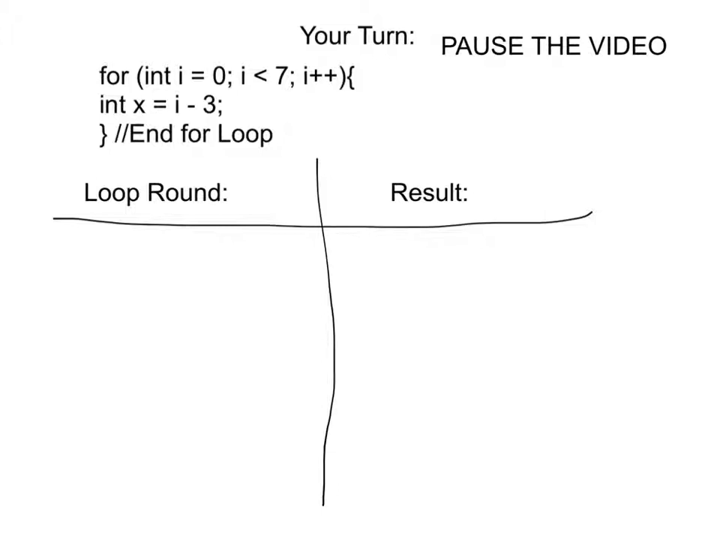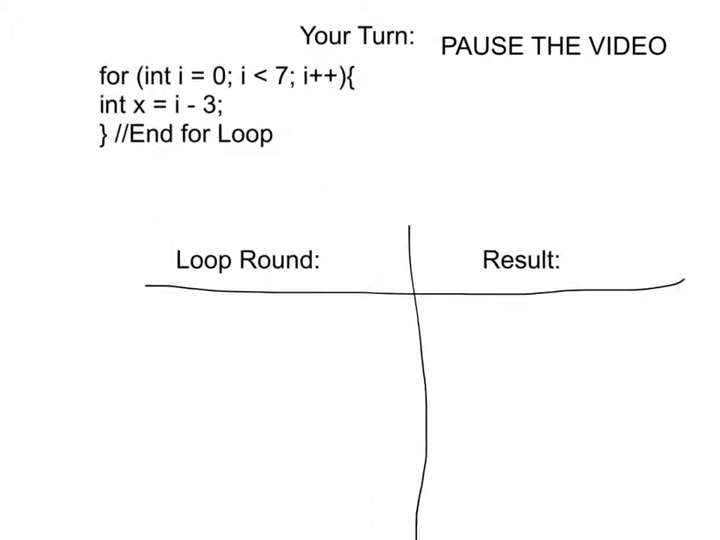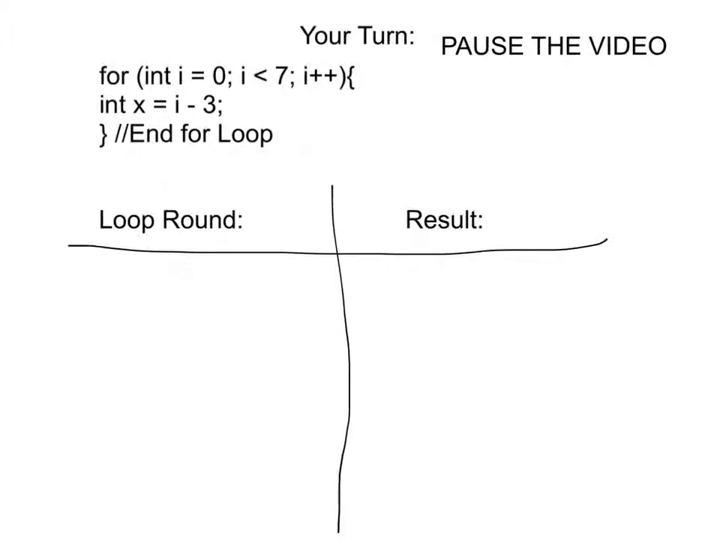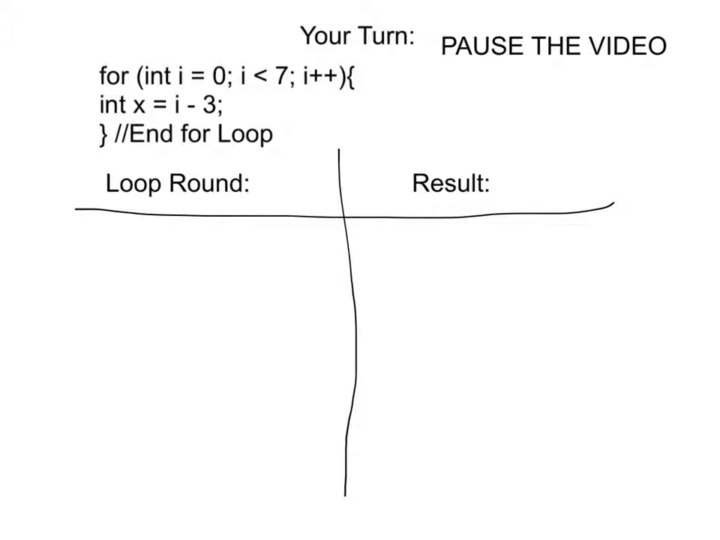In the loop round, solve for I. So here you go, in the loop round, you're going to have the value of I. And the result, you're going to have what int x equals. So go ahead, pause the video right now, and come back to this in a moment.